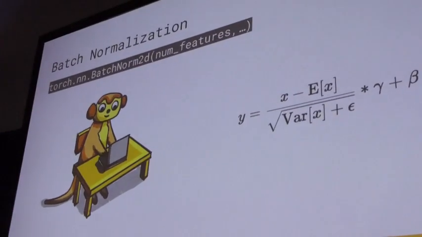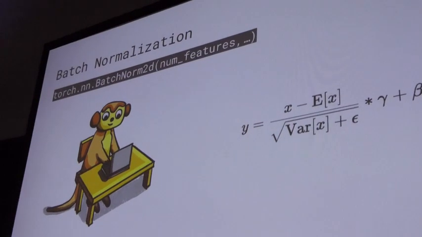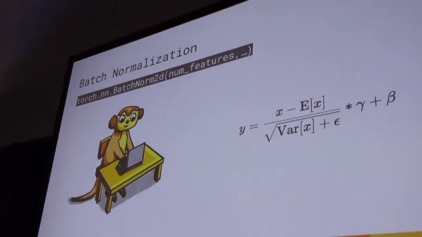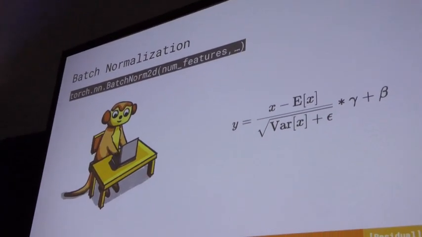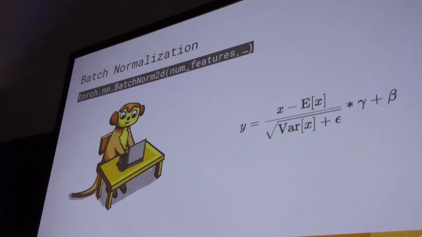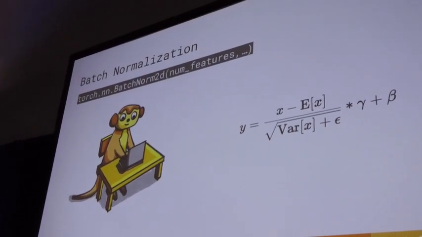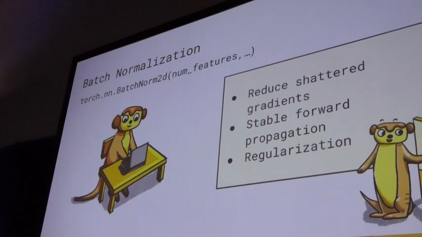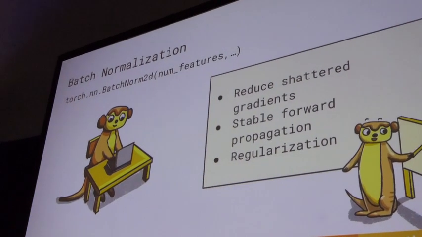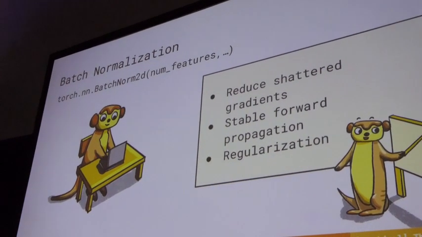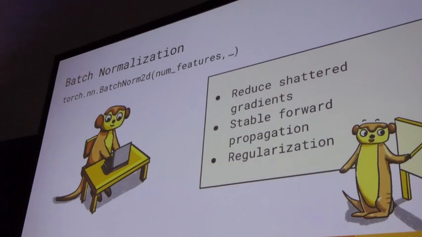One thing is batch normalization. It normalizes the input of each layer for each mini batch during training. This means that for each mini batch of data, the inputs to the layer are normalized to have a mean of 0 and a standard deviation of 1. And doing batch norm reduces shattered gradients, and gives us more stable forward propagation and regularization.